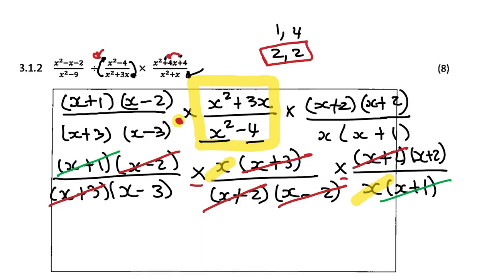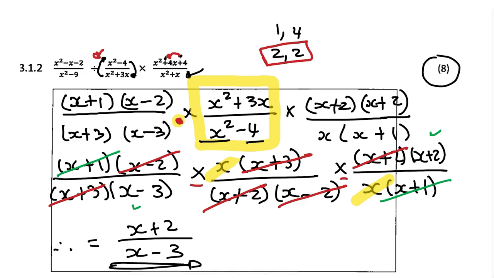So what we are left with at the top is just x plus 2, and at the bottom is x minus 3. So therefore, our answer will be equal to x plus 2 at the top, and x minus 3 at the bottom. So that is how we would simplify that problem. So that's your final answer, and you get 8 marks for that. Okay, so that is a great question.